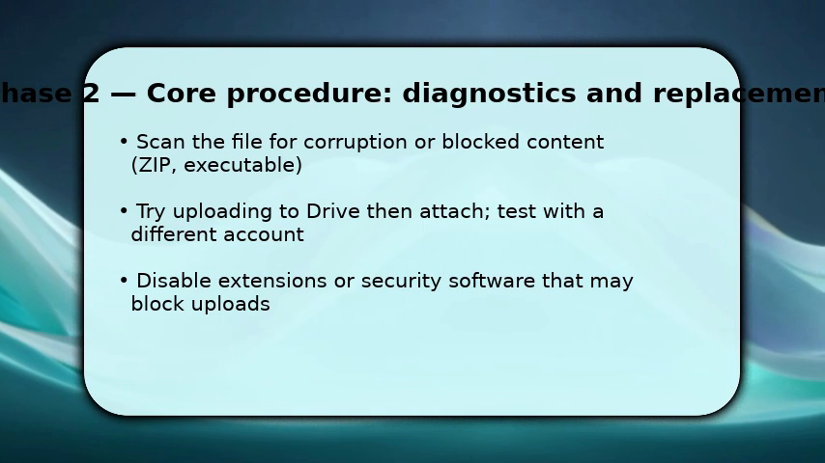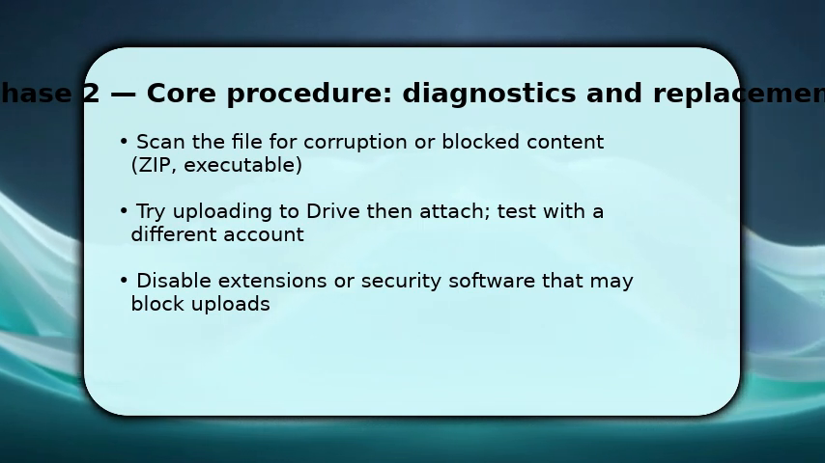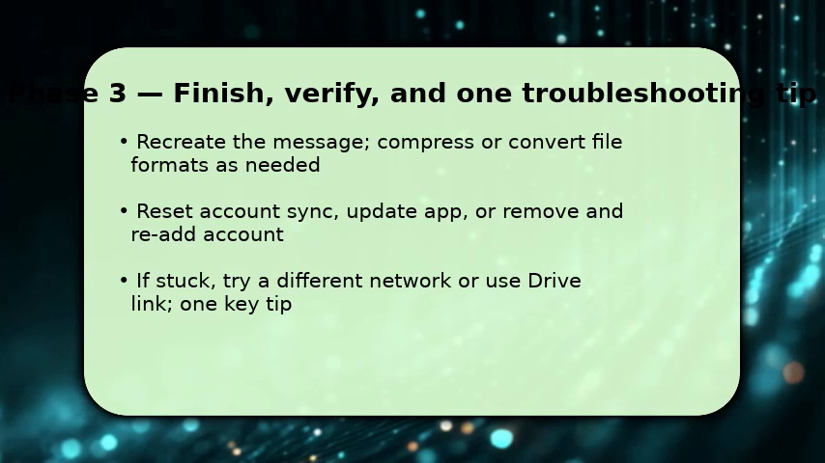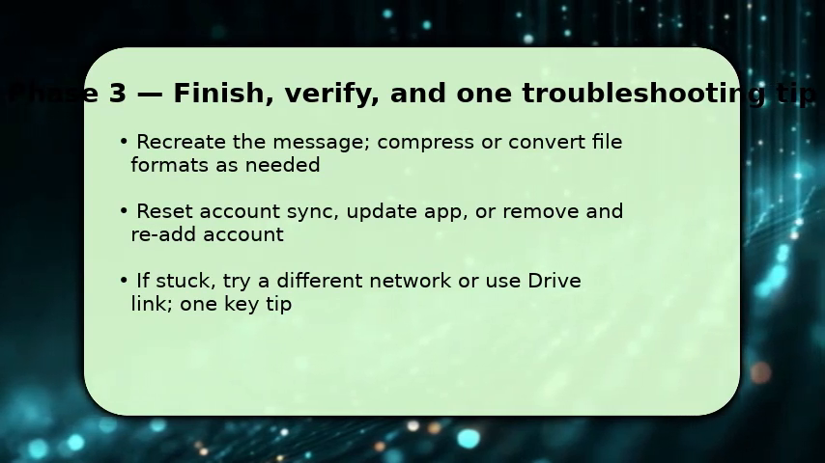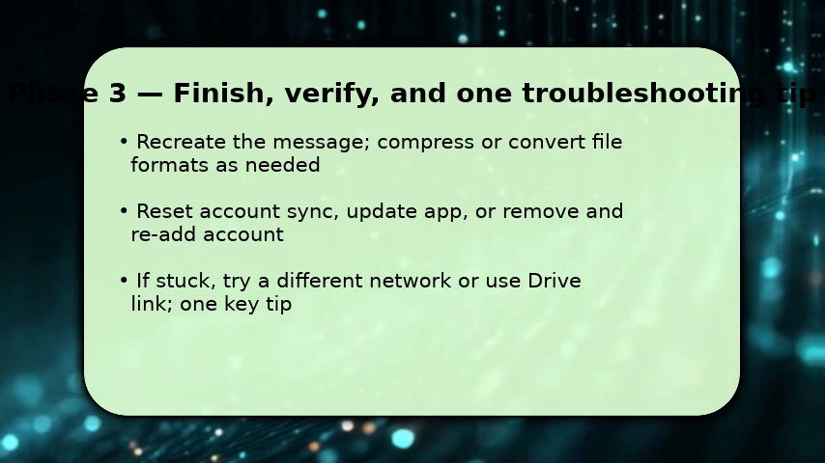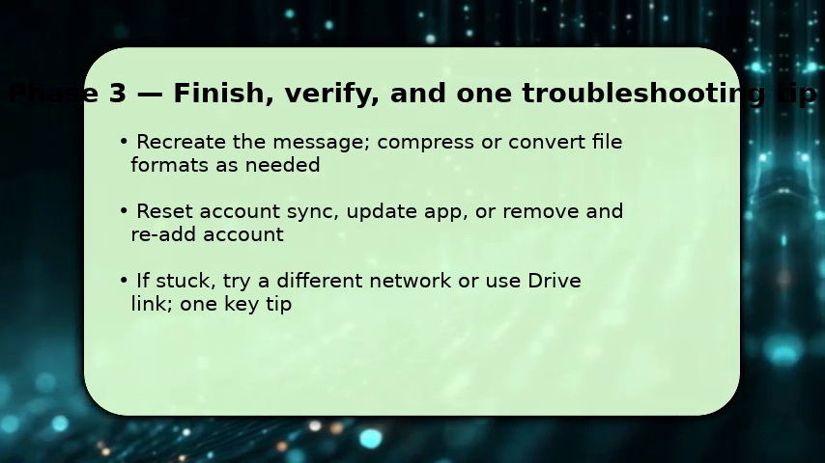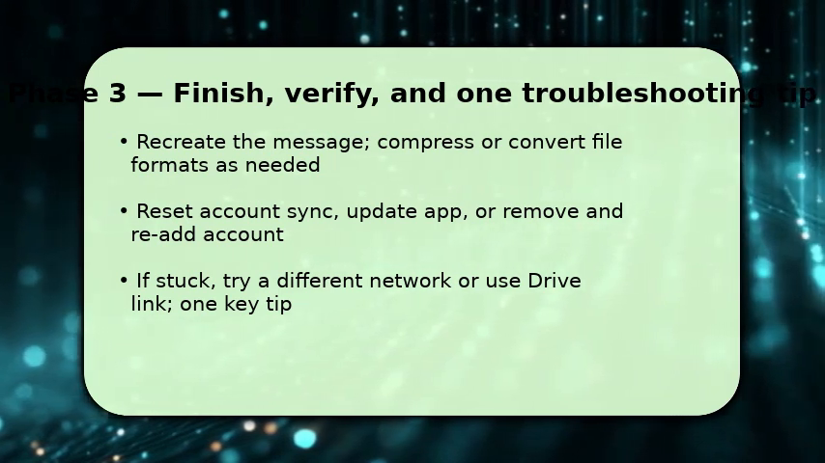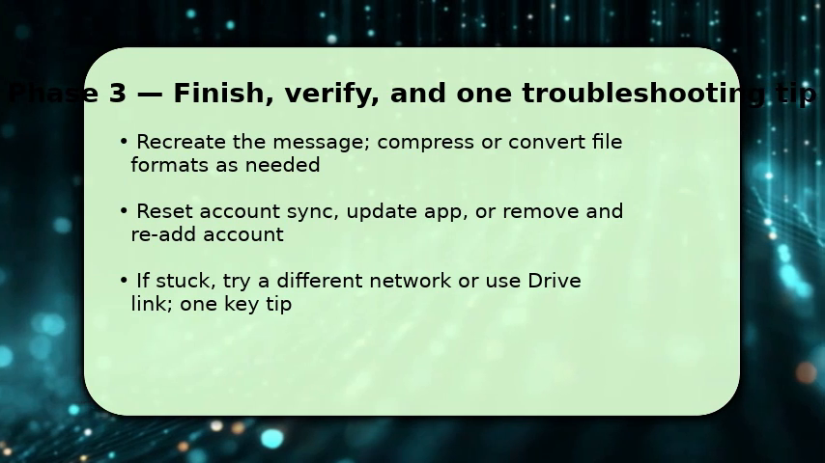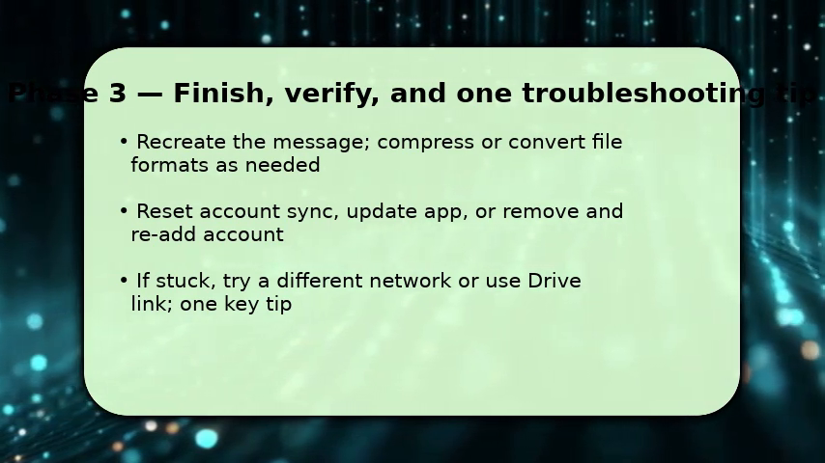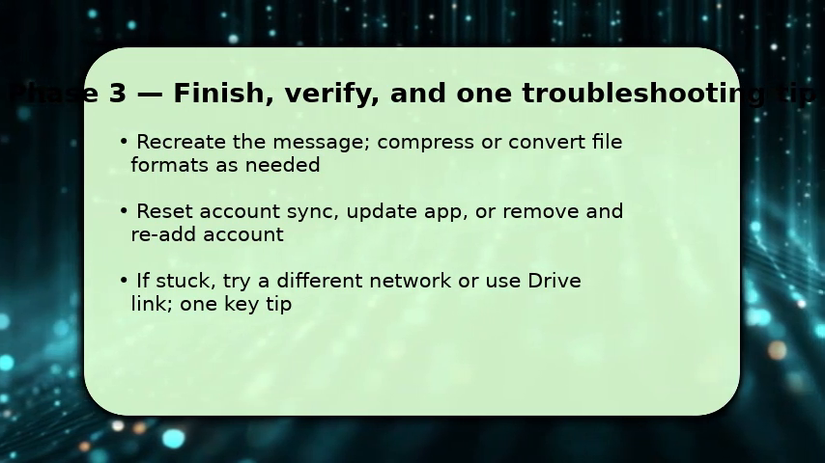Make sure to temporarily disable browser extensions or security apps that intercept uploads. Finish by recreating the email fresh. Attach a compressed or converted version of the file if needed, since different formats can bypass content filters. Make sure Gmail sync is reset, update the app, or remove and re-add the account to clear persistent sync issues. If problems persist, switch networks. A captive or restricted network can block uploads.